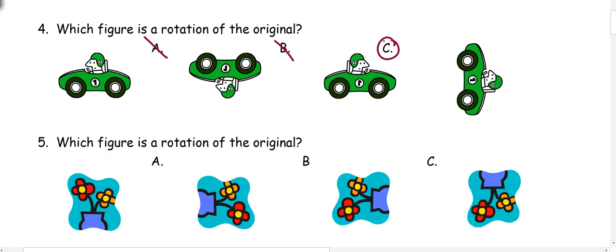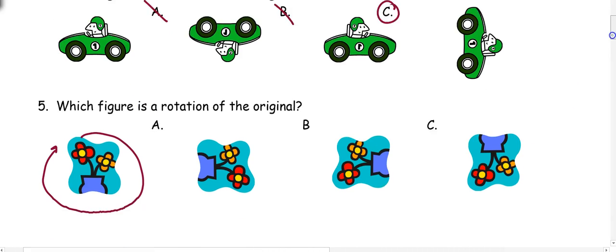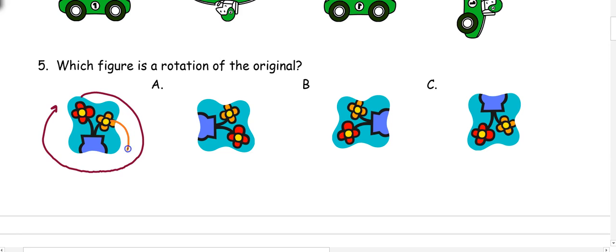Number five, which one is a rotation? Think about when I rotate, where that red flower is going to go. That red flower is always going to stay on the inside as I rotate, compared to the orange, which is going to stay on the outside. So when I rotate, A is not correct, and C is not correct. So the only rotation that we could have would be B.